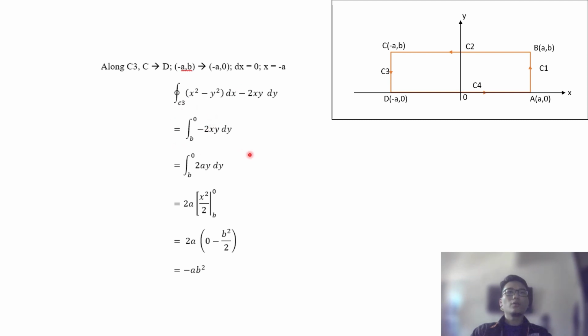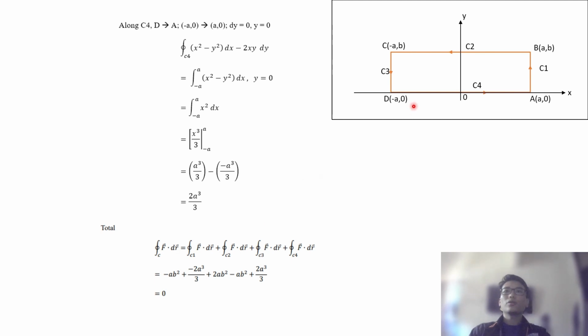So we are just left with this equation here, and you substitute x equal to negative a. So negative becomes positive. Then you do your normal integration, and you get negative ab squared. And along C4, the last curve or last straight line, there is no change in your coordinate y. So your coordinate x will change from negative a to a. So your limit is negative a to a.